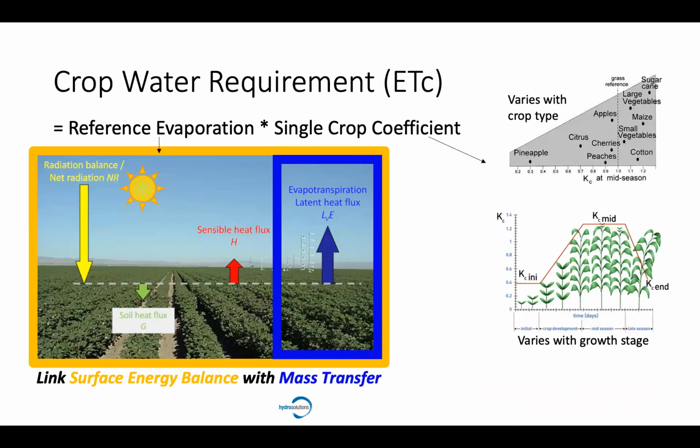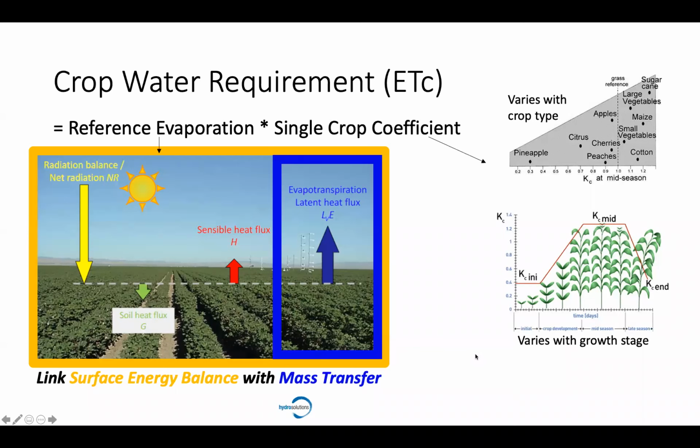In the first step, we calculate the crop water requirement, so the water that the crop needs in order to grow. This we do by calculating the reference evaporation. This comes from the surface energy balance and the water mass transfer. And we include the single crop coefficient, which is dependent on the crop type and on the growth period of the plant.